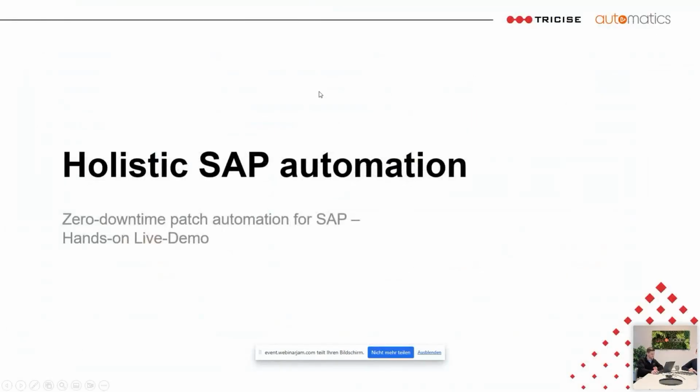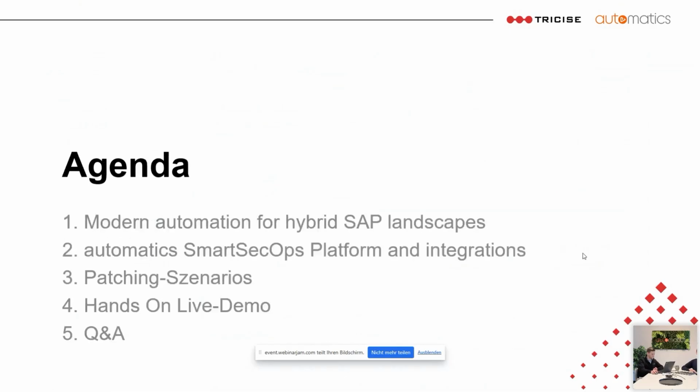Okay, so we focus on the holistic SAP automation processes today, with the main focus on near zero downtime patching operations. First of all, I would like to start with how modern automation looks in hybrid SAP landscapes, and what is necessary to automate processes in this area.